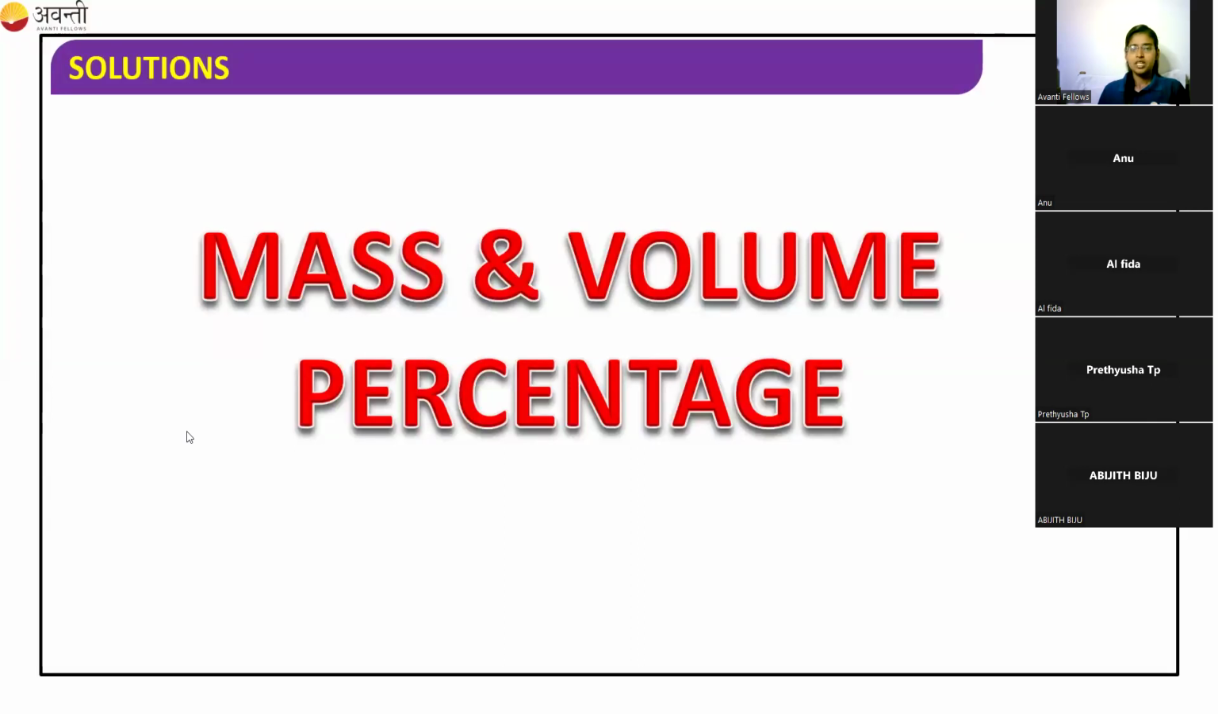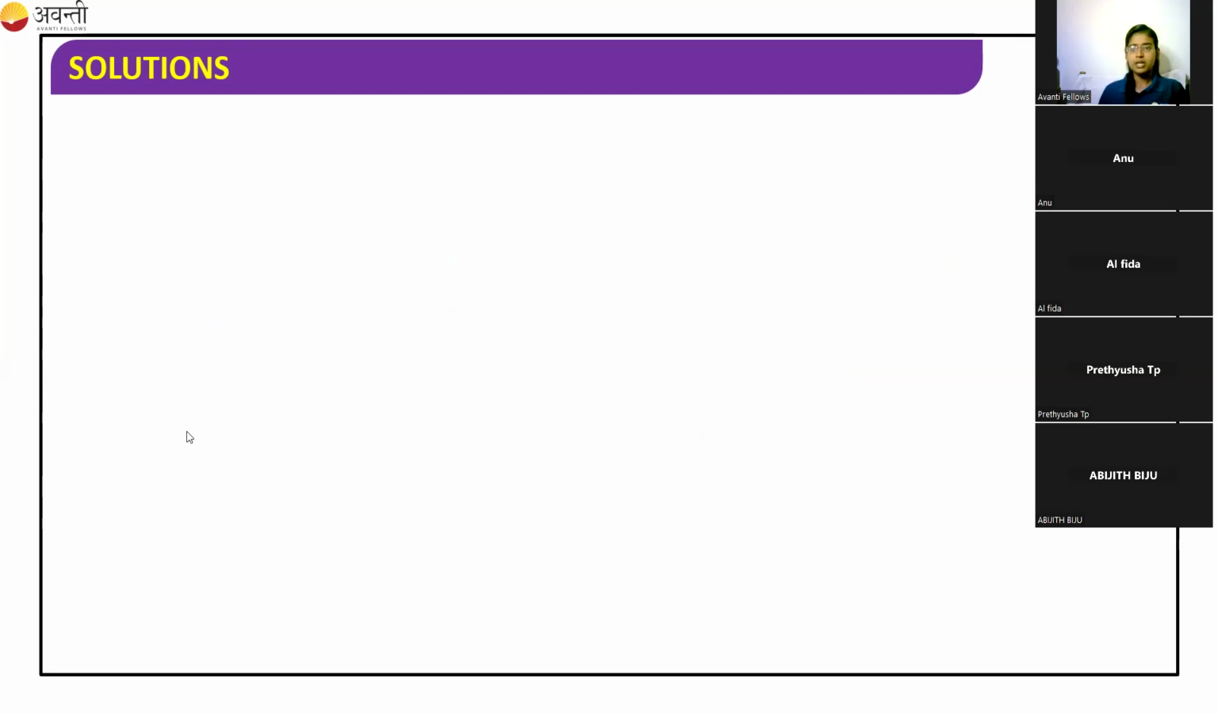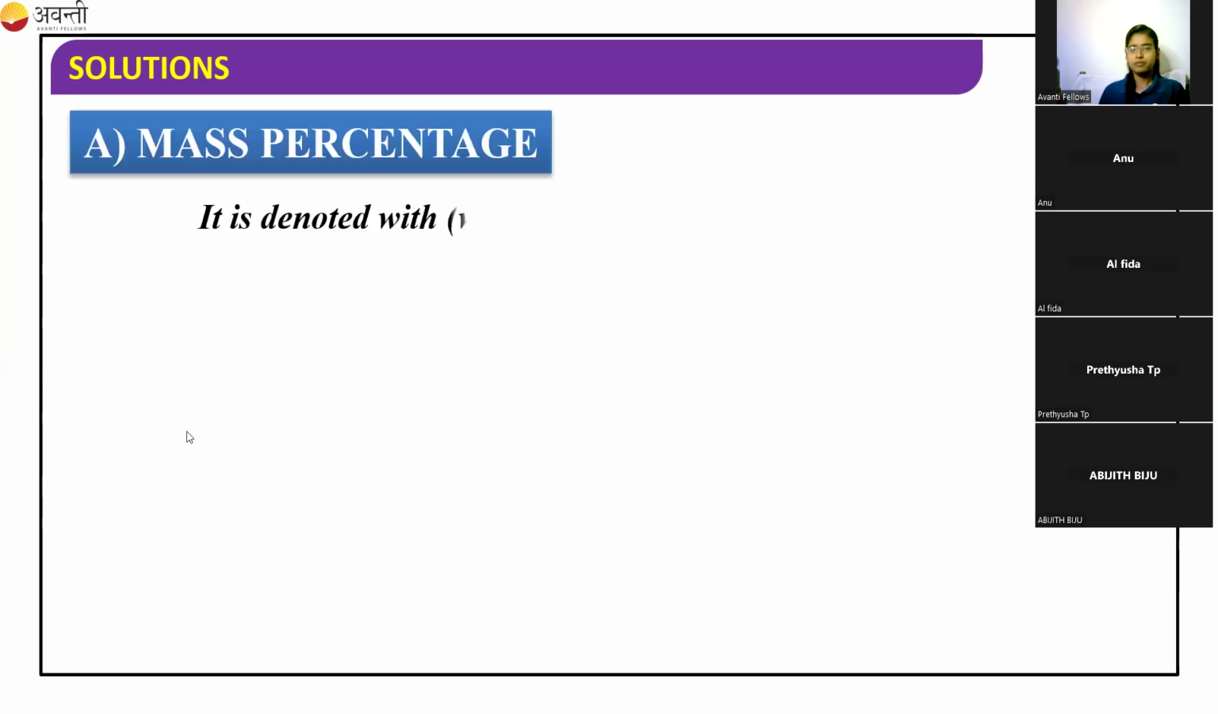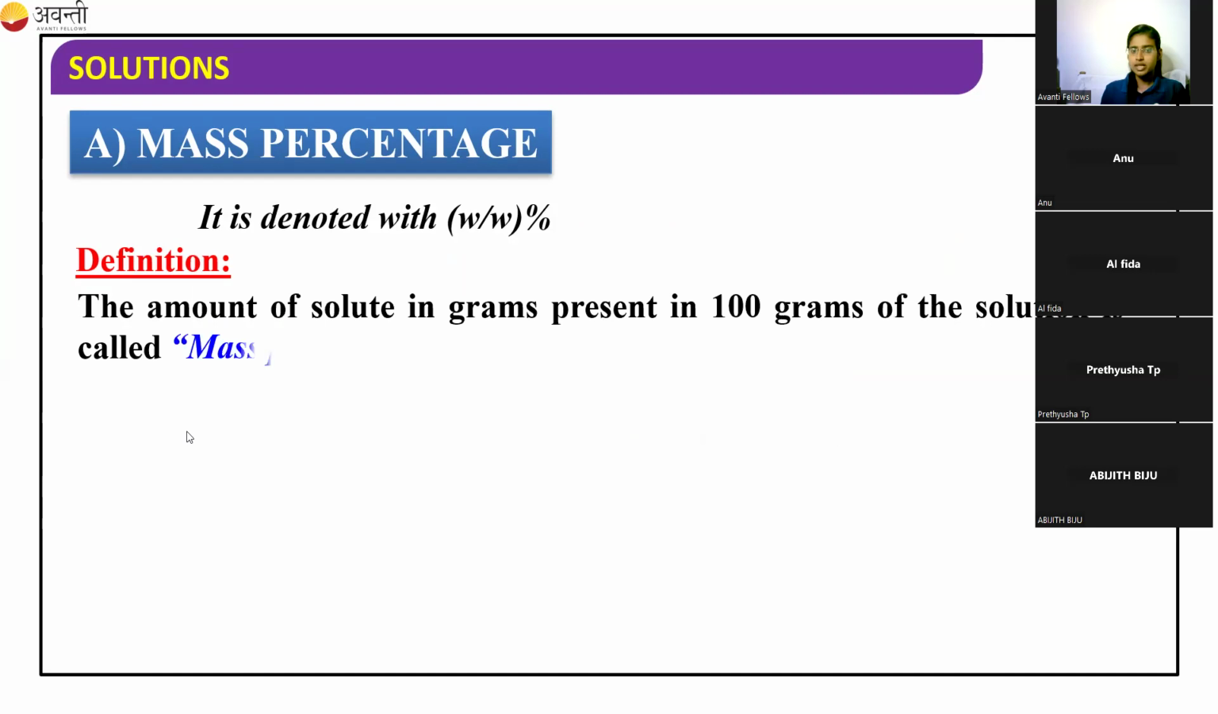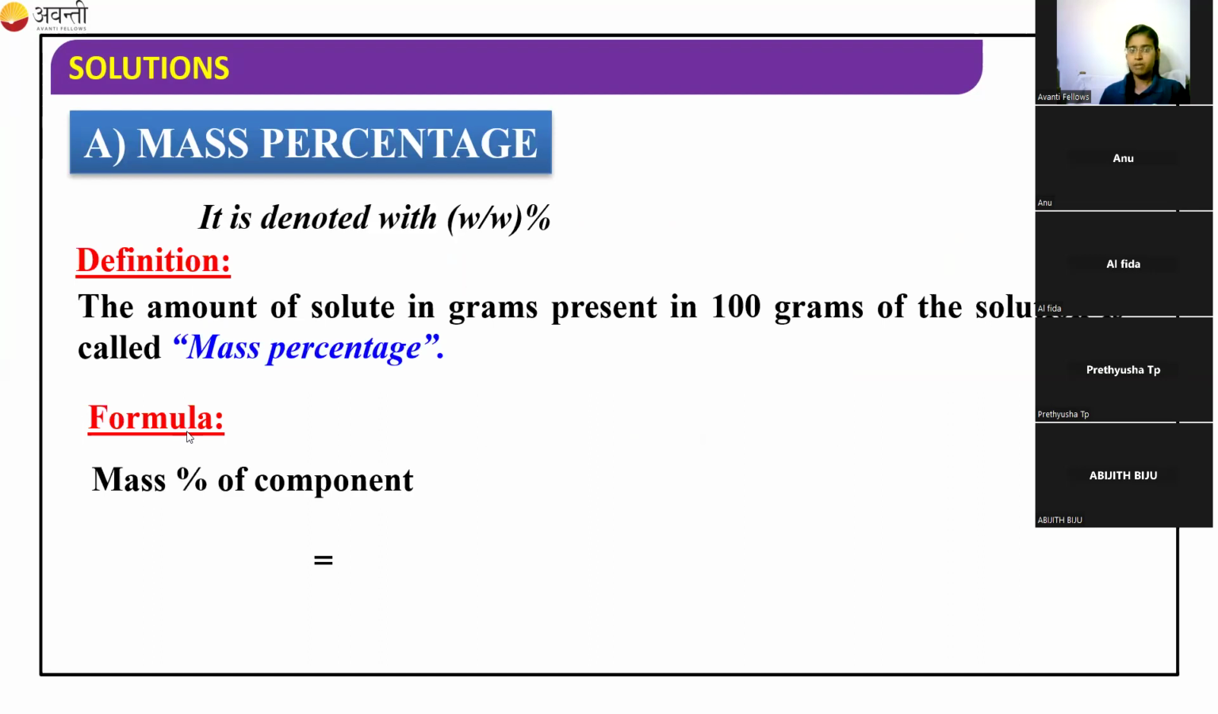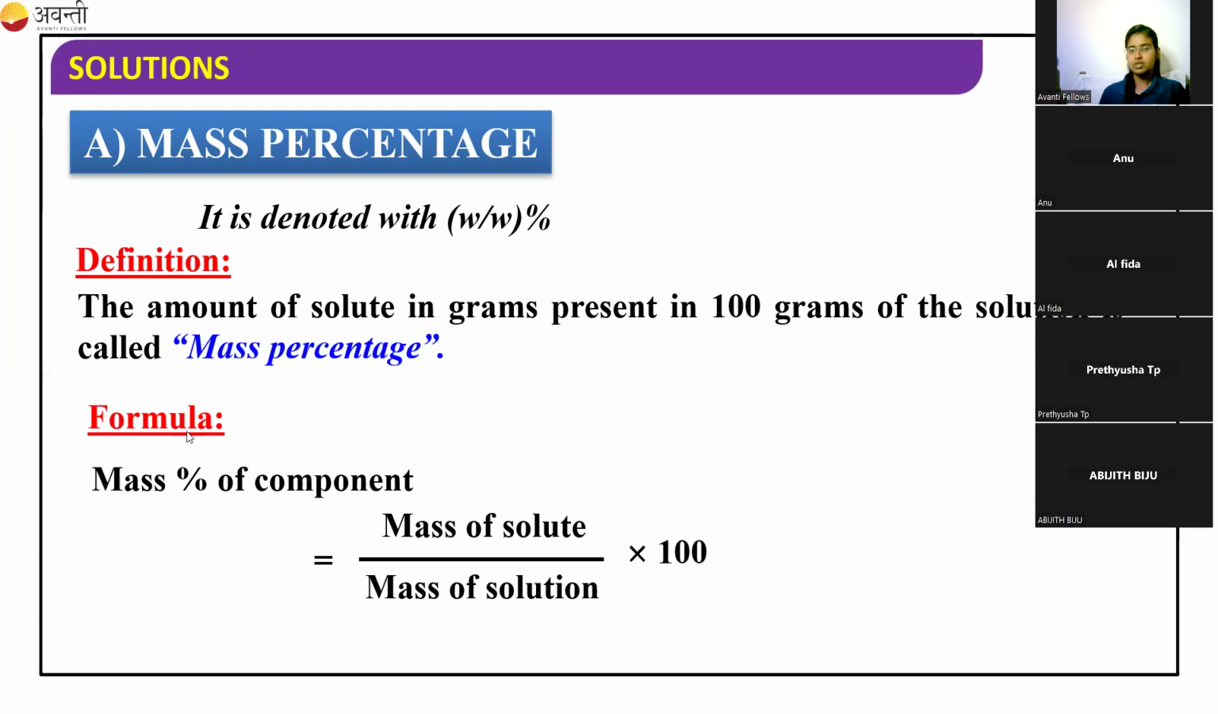Yes. So the first two terms are mass percentage and volume percentage. Coming to the first, mass percentage, it is denoted by W by W percentage. The definition for this is the amount of solute in gram present in 100 gram of the solution. We can write this statement as a mathematical expression: mass percentage of the component is equal to mass of the solute divided by mass of the solution into 100. So this is the formula.